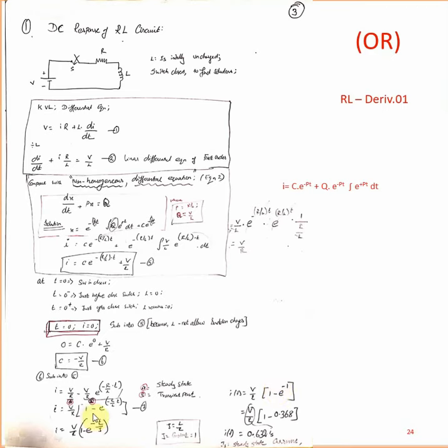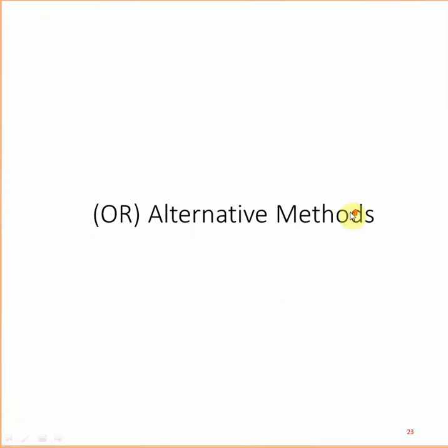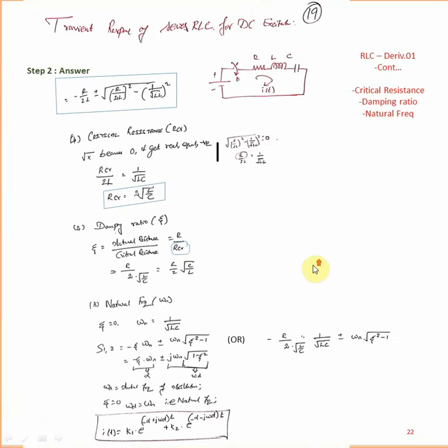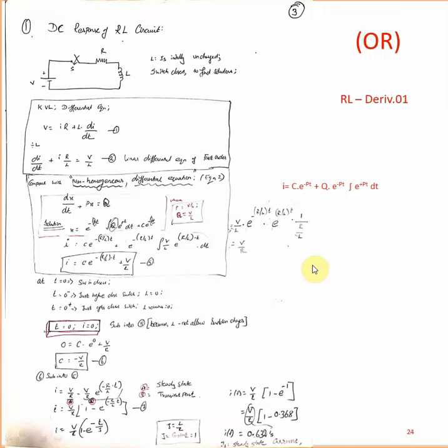Okay, same result. So this is the alternative method. You will do the same derivation. Next class we will see more about this alternative method, the same derivation to find out the I of t. I will show you.